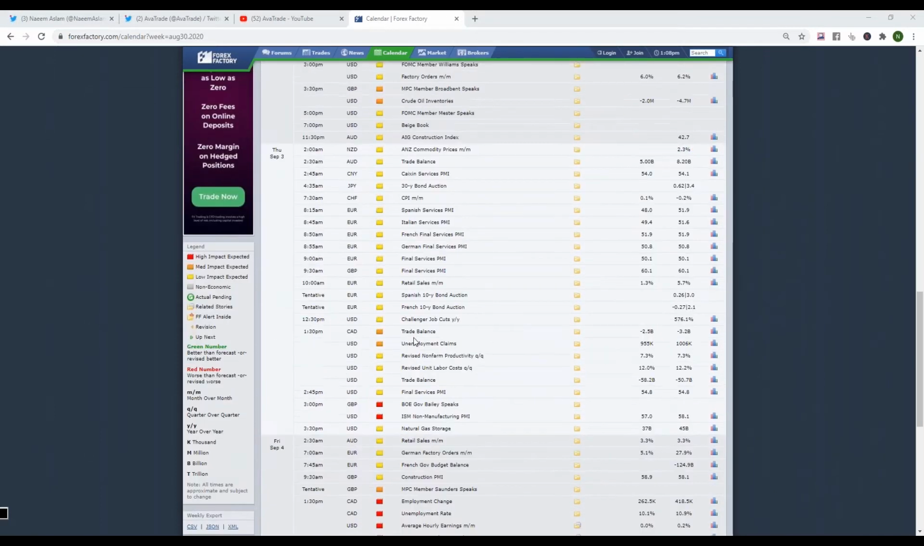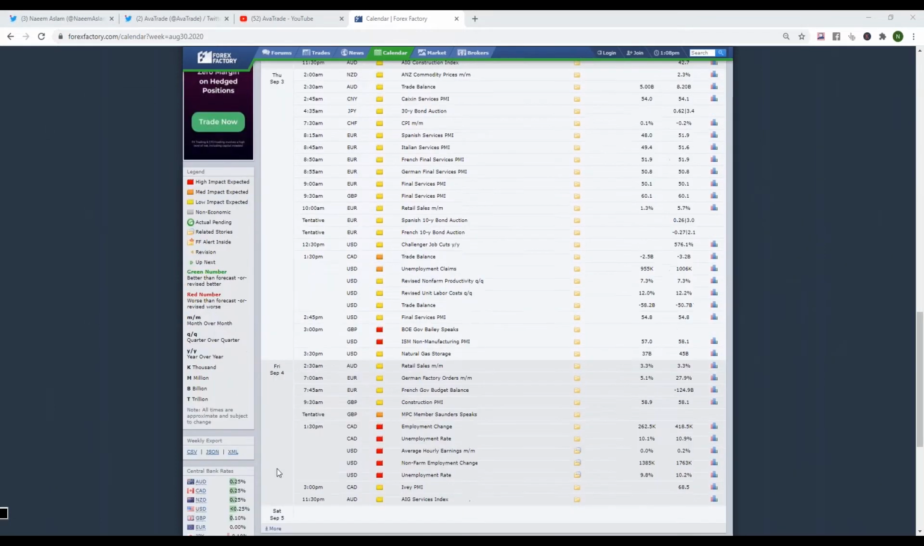for the upcoming data, which is the US NFP on Friday at 1:30 UK time. We will get all these numbers: average hourly earnings, non-farm employment change, and unemployment. Interestingly, something which really matters over here is that the unemployment rate is expected to fall from double digits to a single digit. Previously it was 10.2. Now the unemployment rate is expected to fall to 9.8%.